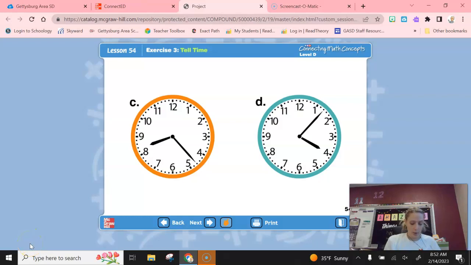Look in your workbook. Let's look at part 2. I want you to write the time for those 4 clocks. So pause and work on part 2.